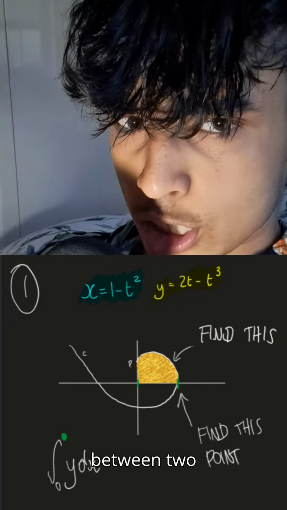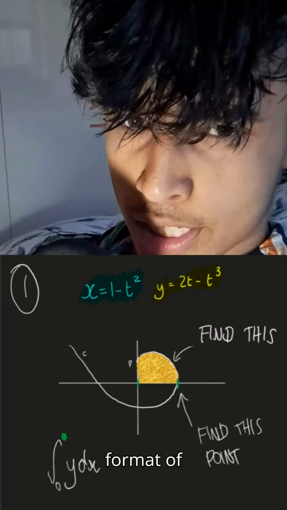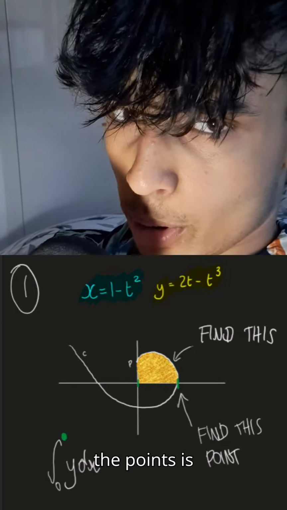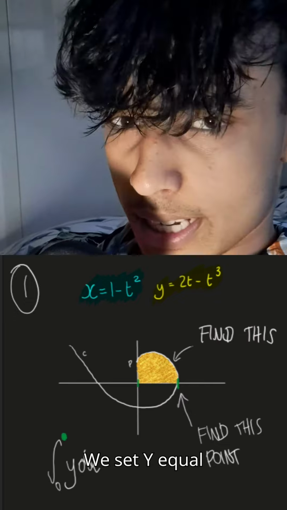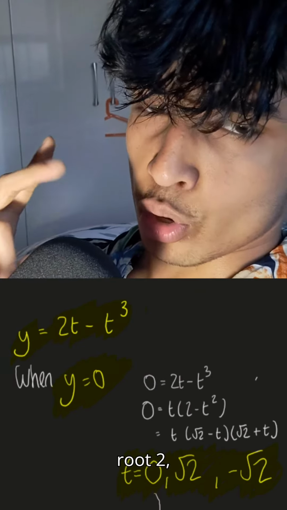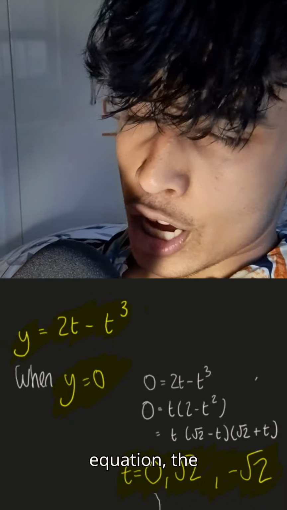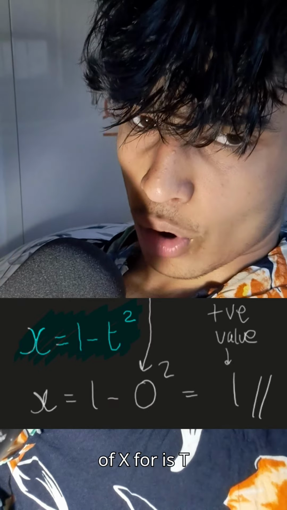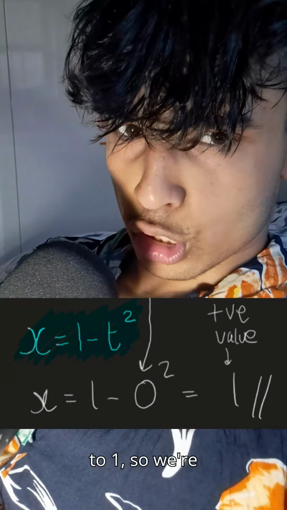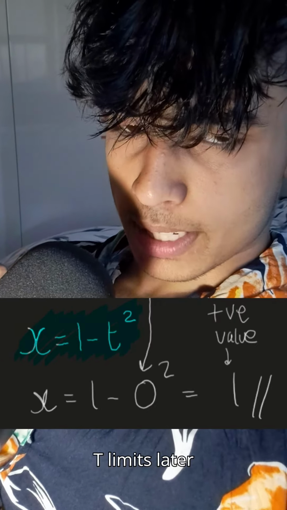We need to integrate between 2 points on the curve, okay? So integral of y dx is the format of every integral, and we need to find the other point. One of the points is 0. We set y equal to 0, then we find 3 values for t, which are negative root 2, positive root 2, and 0. Now, when we sub them into the x equation, the only value that gives a positive value of x is t equal to 0. So we know t is equal to 0 and x is equal to 1. So we're integrating between 0 and 1, and those are the x limits. We'll change them to t limits later on.